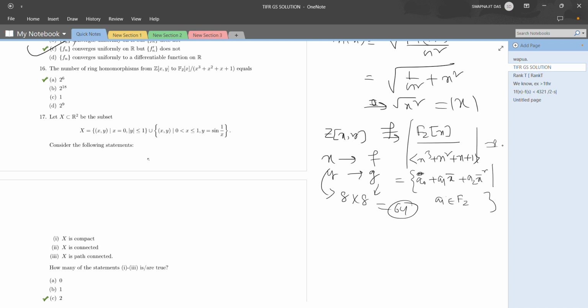Okay. Question number 17 is a very well-known example. If you have read metric spaces, connectedness, path connectedness, then definitely you will encounter this example. So just search Google for the topologist's sine curve.